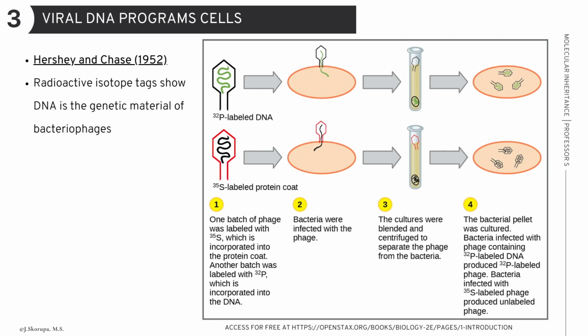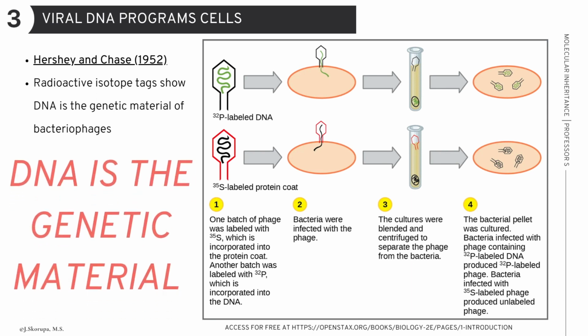Bacteria infected with T2 phage with radioactive phosphorus in the DNA produced more 32P labeled phages. On the other hand, bacteria that were infected with radioactive sulfur containing phages produced new phages with no labels. With this, they concluded that the injected DNA of the bacteriophage provides the genetic information. So now, the world finally knew that DNA was the genetic material.